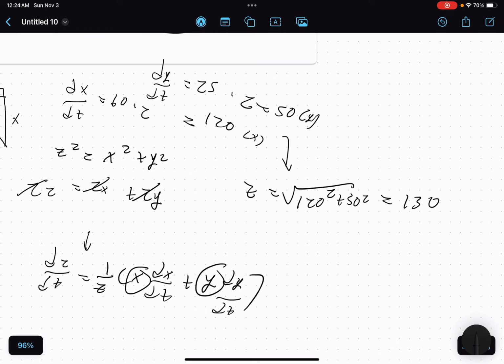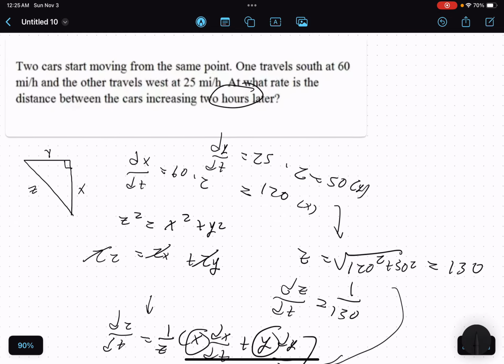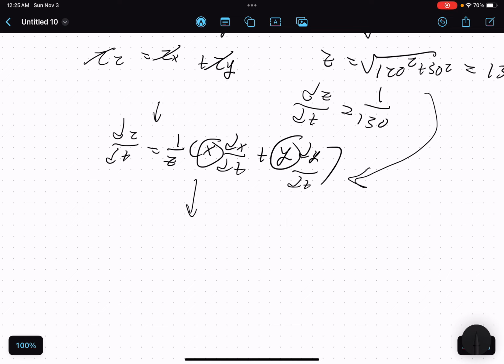And with that, we're going to be able to find dz over dt, which would be equal to 1 over 130. Then we can plug these values back into this equation here to finally solve for the rate. When plugged back into the equation, you should get 1 over 130, multiplied by 120 times 60 plus 50 times 25. And this should get you 65 miles per hour.